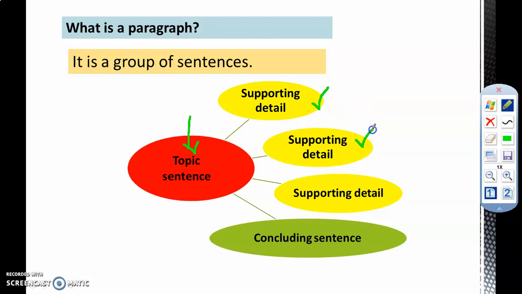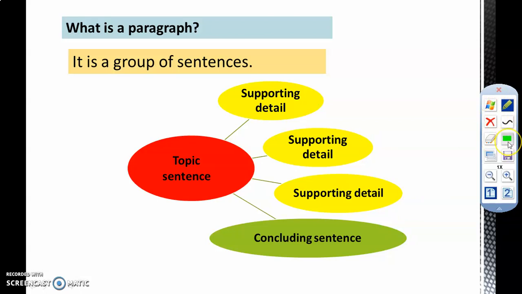It can be 2, 3, or 4 sentences or 5, depending on the topic you are writing about. So this is regarding the supporting sentences or supporting details, means you are explaining more your topic sentence. And of course, the paragraph must finish with the concluding sentence. So the concluding sentence means you're finishing your paragraph and somehow you are repeating the topic sentence in a different way. So let me repeat.